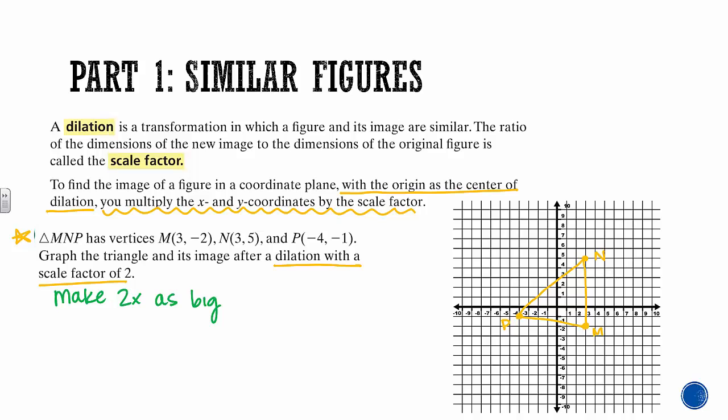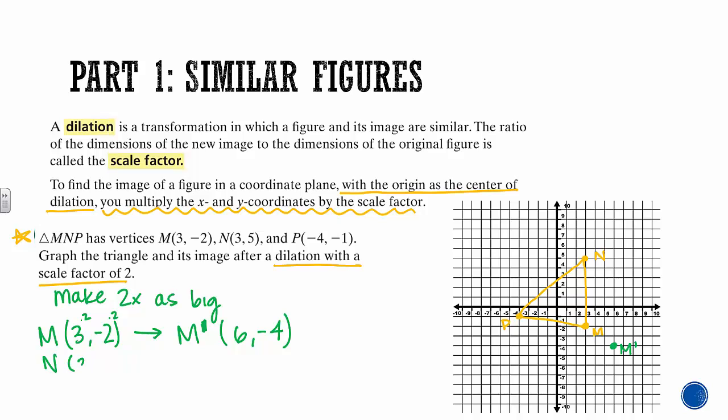So in order to do that, I'm going to take each coordinate and multiply it by 2. You multiply the first part by 2 and the second part by 2. Remember back from 8th grade, when you make a new image, you have the little prime mark up here. M prime means that's your new M. So multiply 3 times 2 and -2 times 2. My new M is going to be over 6 this time and down 4. So there's M prime.